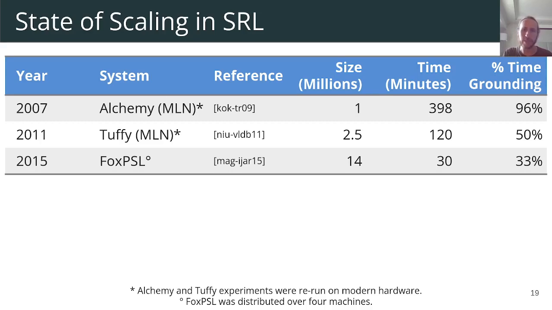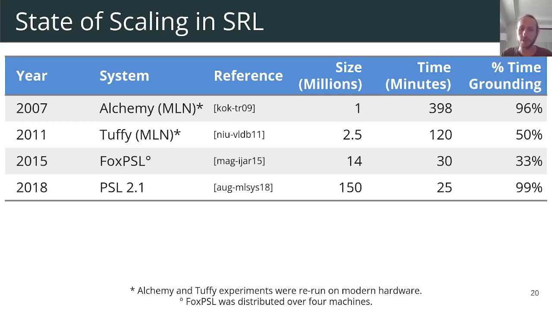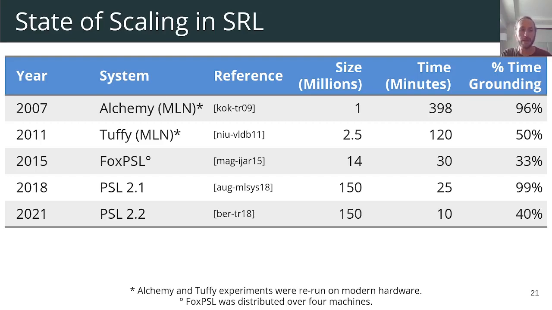And then we had a real big breakthrough in 2011 with PSL 2.1, or probabilistic soft logic. It was able to do programs that were an order of magnitude larger, faster than the previous programs. But because its inference is very, very efficient, almost all of its time is spent grounding. 99% of its time is spent grounding. Then in 2011, it was able to improve upon that and make it even faster, but it still spends 40% of its time grounding. So still, a very large amount of time in SRL is spent grounding. So if we want to improve the speed of SRL, grounding is a definite place to look.